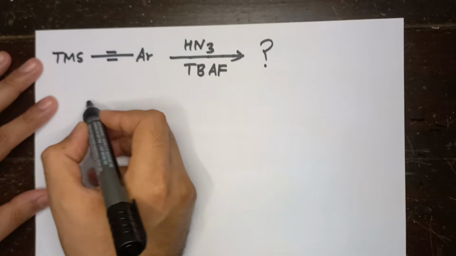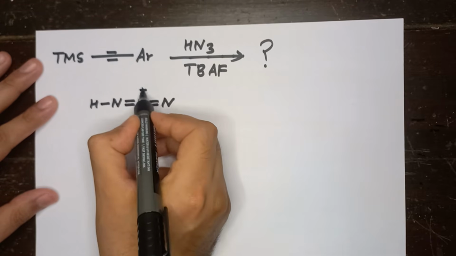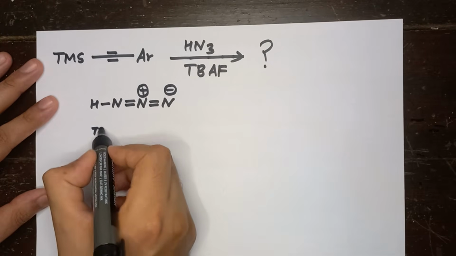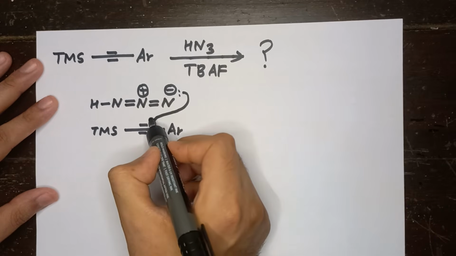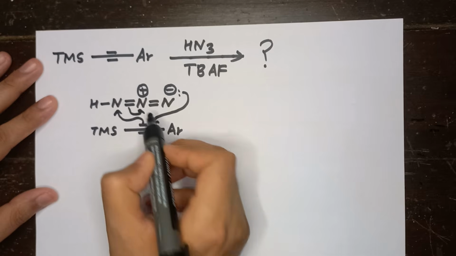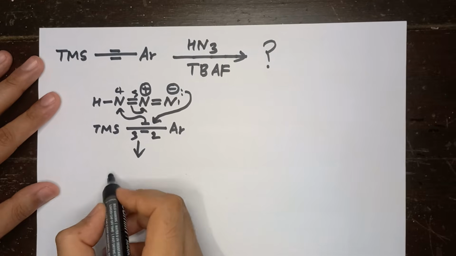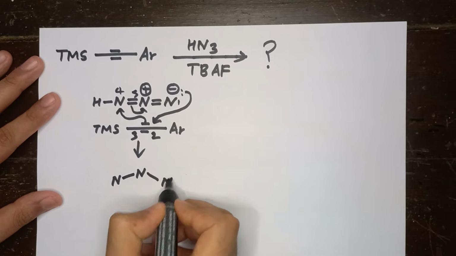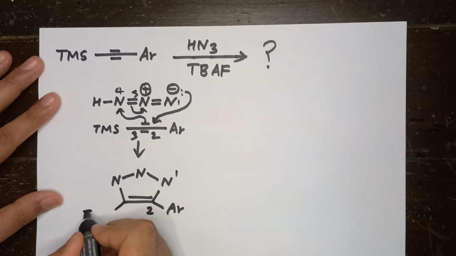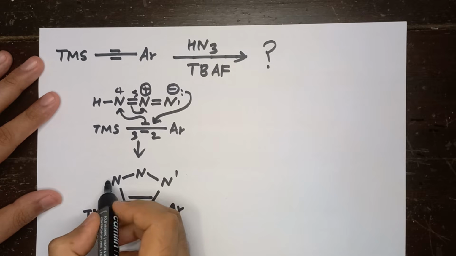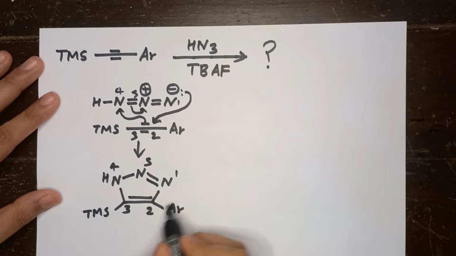So HN3 can be written as, so this is plus, this is minus, and this is my alkyne. So let's do the arrow pushing mechanism. This will attack here, this will migrate here, and this will get neutralized. So we form 1, 2, 3, 4, and 5. So this is 1, 2 has Ar, 3 has this TMS group, this nitrogen contains hydrogen, 4, this is 5. So this is one of the products.